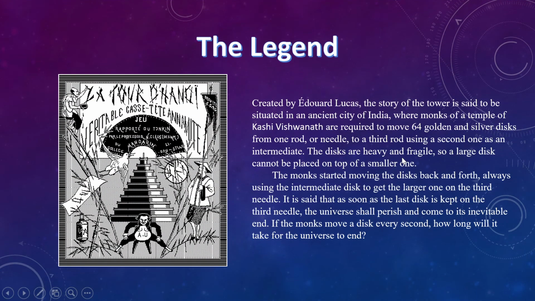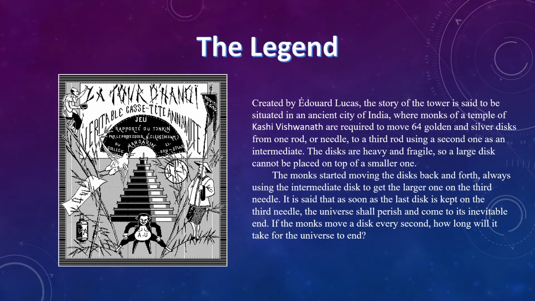The legend. This problem was created by a man named Edward Lucas, who was a French mathematician back in the 1800s, and the story goes something like this. The tower is said to be situated in an ancient city of India where monks of a temple of Kashi Vishwanath are required to move 64 golden and silver discs from one rod or needle to a third rod, using the second one as an intermediate.